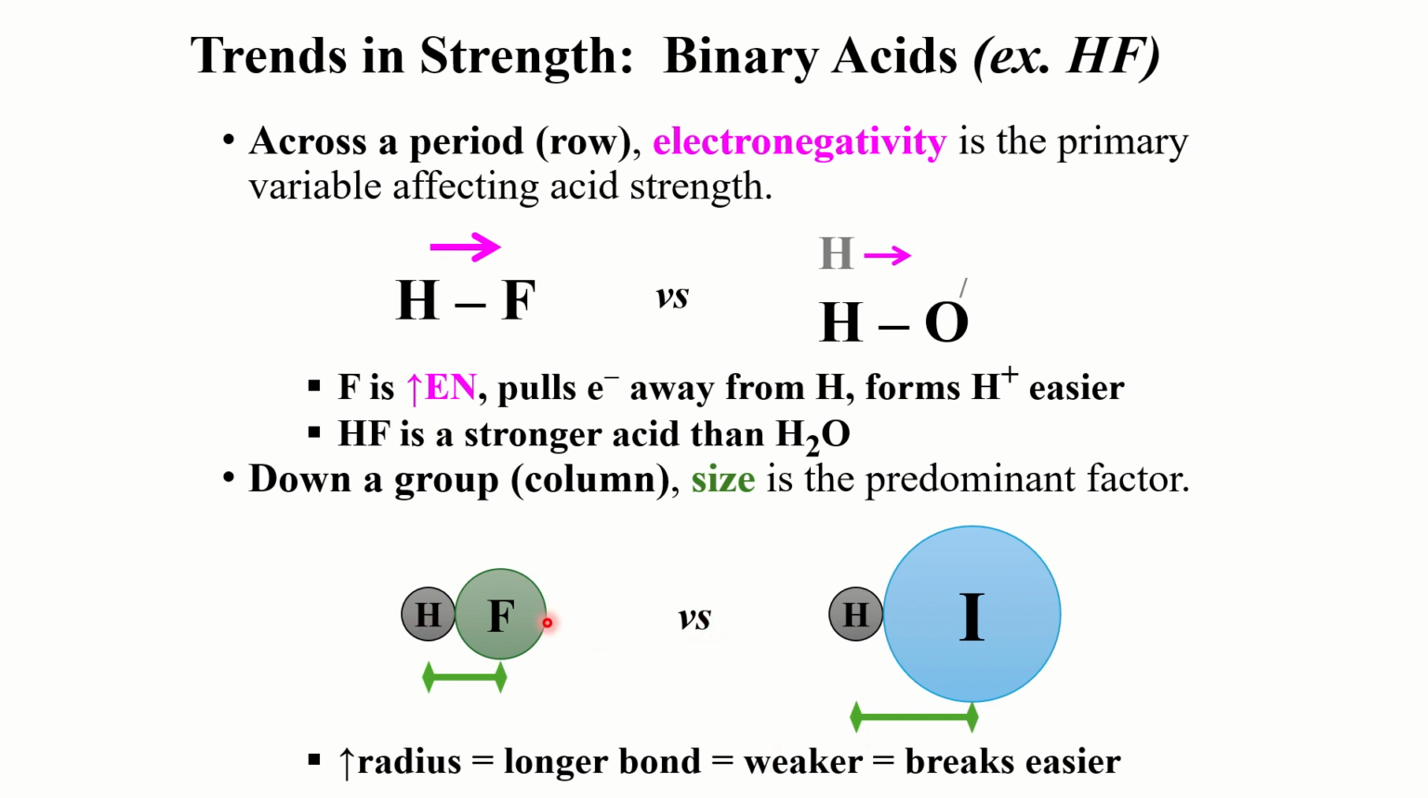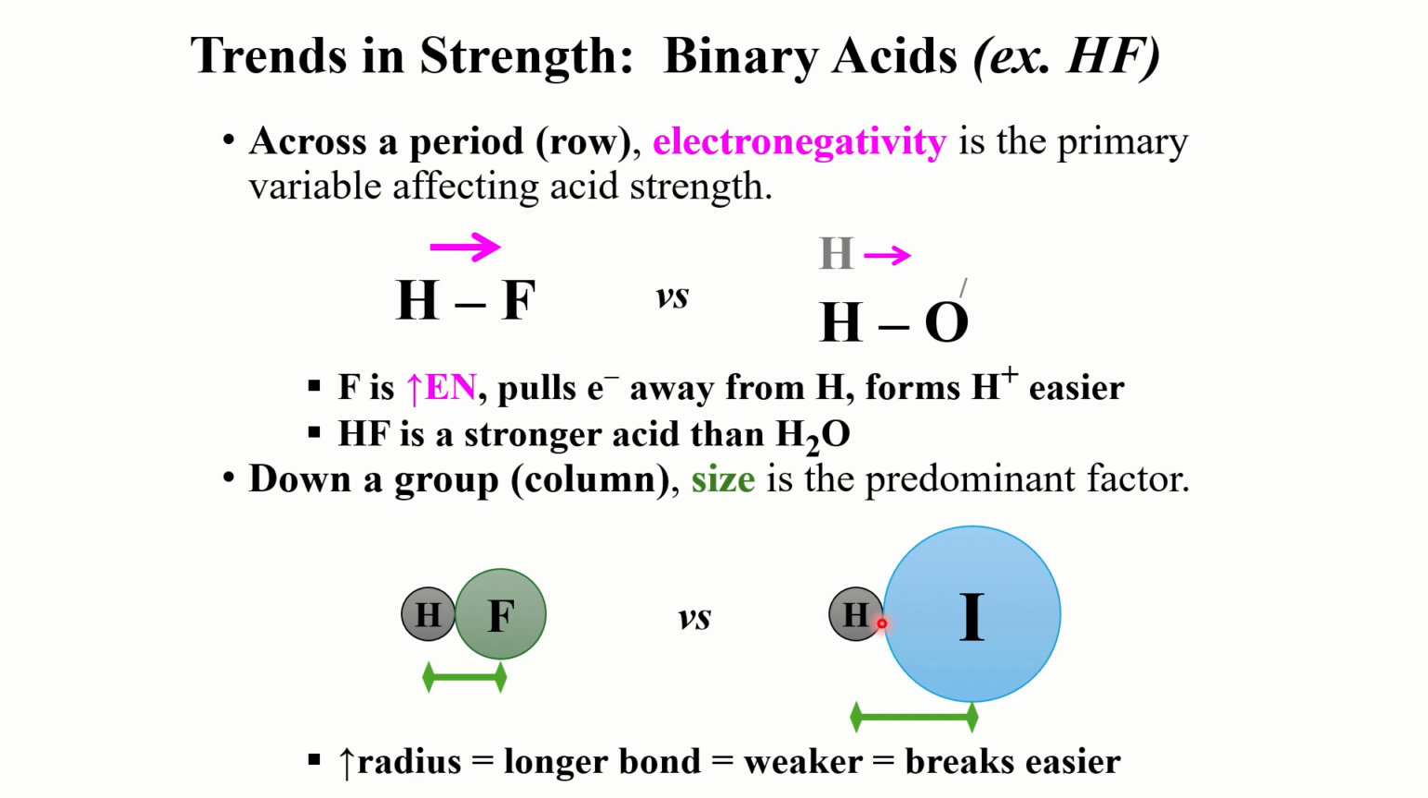So if I were to compare HF versus HI, these are two acids that are in the same group or the same column, fluorine number 9, iodine number 53. They have relatively the same electronegativities. Fluorine is definitely more electronegative, but there's more of a similarity here because they're in the same column. So the important trend here is size.